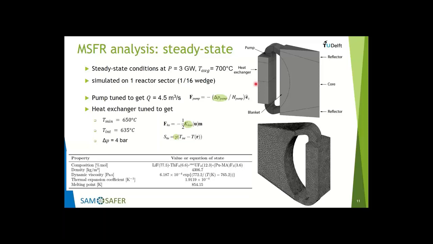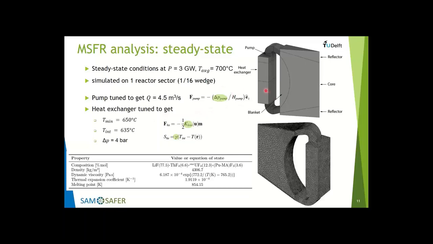Unfortunately, at the time of these simulations, the design specifications for both the pump and the heat exchangers were a bit lacking, and for this reason, we just simulated the pump as a momentum force, adjusting the pump head in order to reach the design specification of 4.5 meter cubed per second of volumetric flow rate. And as far as the heat exchanger is concerned, we simulated it with a porous medium approach, adjusting friction factor and the volumetric heat transfer coefficient in order to impose the 4 bar pressure losses, which are design specification, and also in order to reach a minimum salt temperature of 650 degrees at the exit of the heat exchanger.